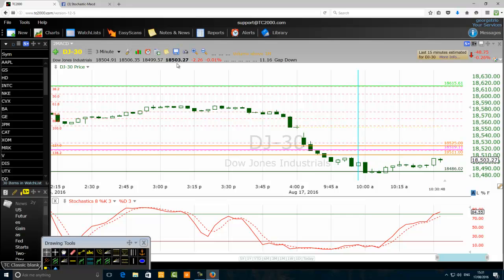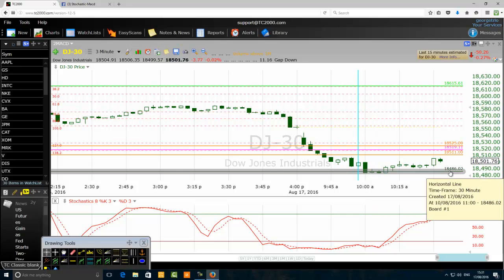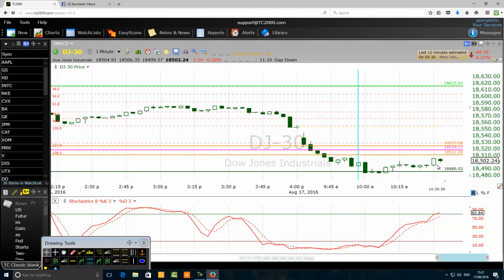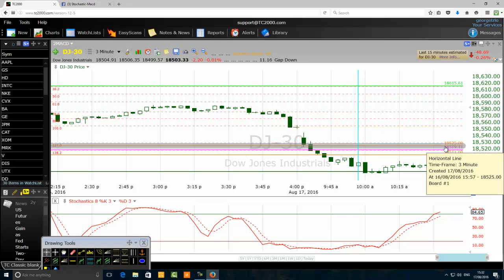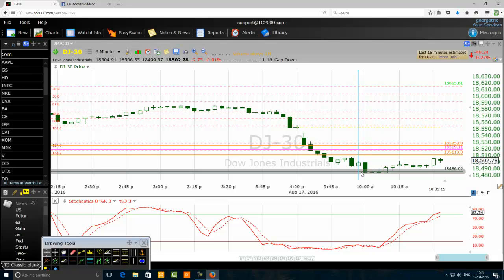Hello traders, we pause the video right here where I place my vertical line. As you can see, the first 30-minute candle brought the price to the support level at 184.86, and now it starts going up. Hopefully our second limit order at 185.11 will be filled, and then the first one at 185.25. So I'm happy with what's going on so far.